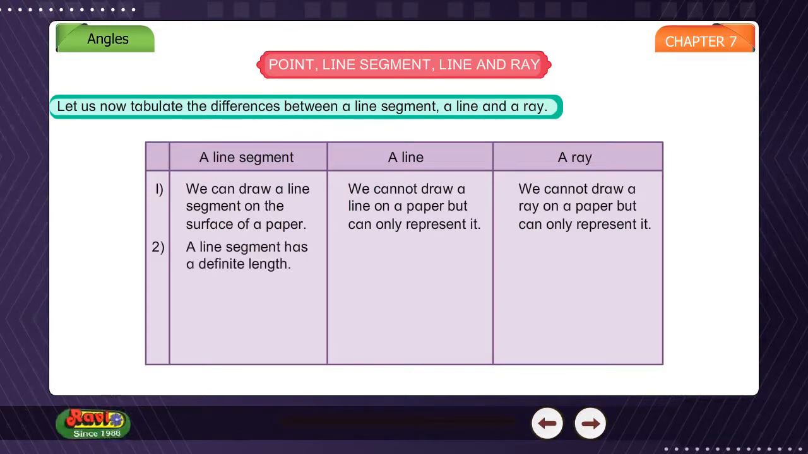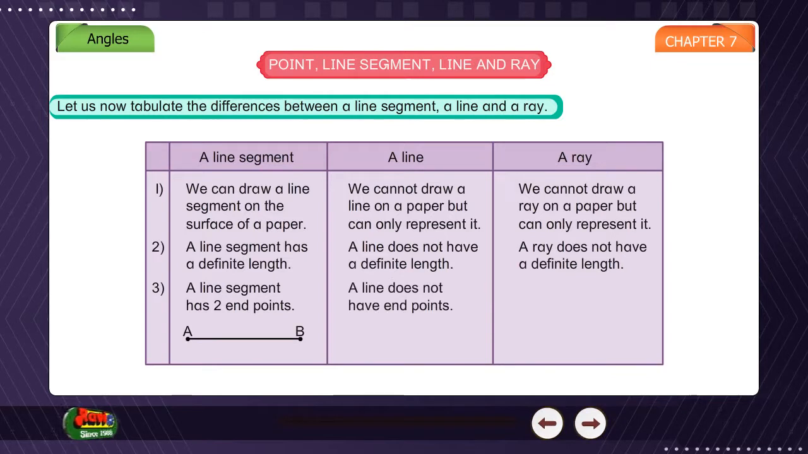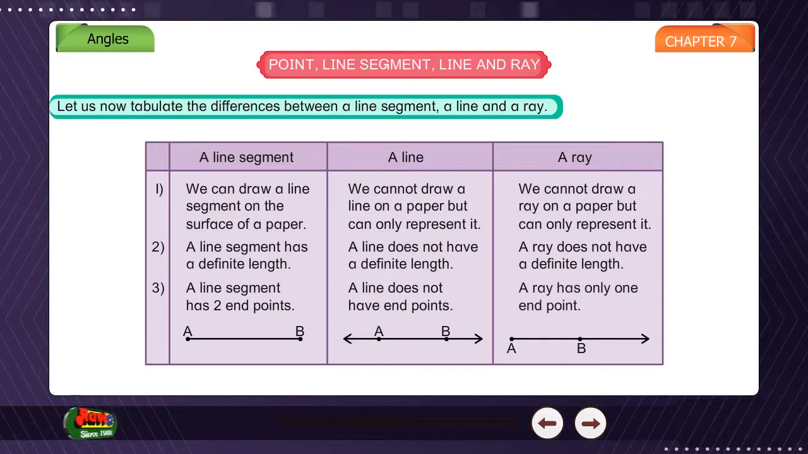2. A line segment has a definite length. A line does not have a definite length. A ray does not have a definite length. 3. A line segment has 2 endpoints, A and B. A line does not have endpoints. A ray has only one endpoint.